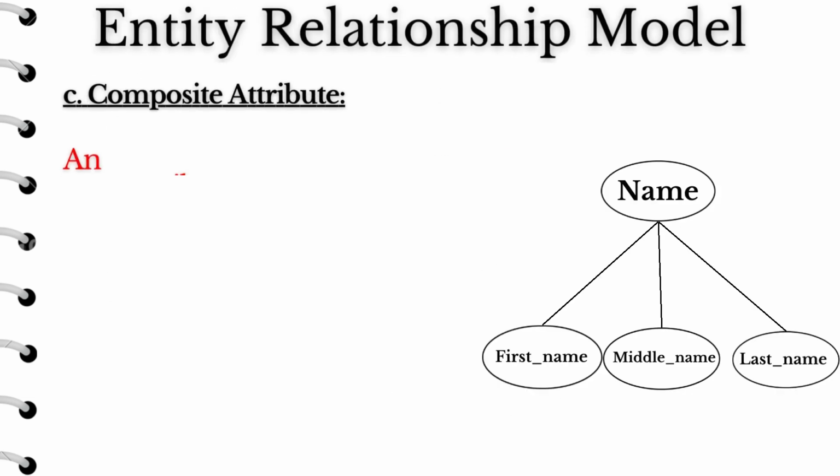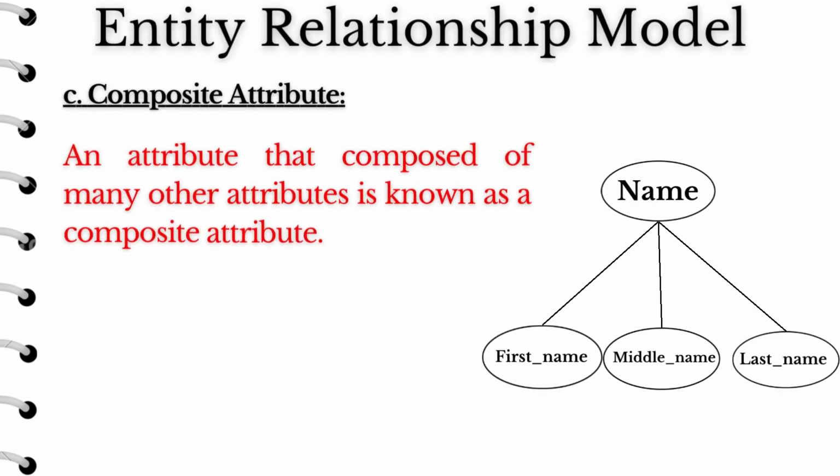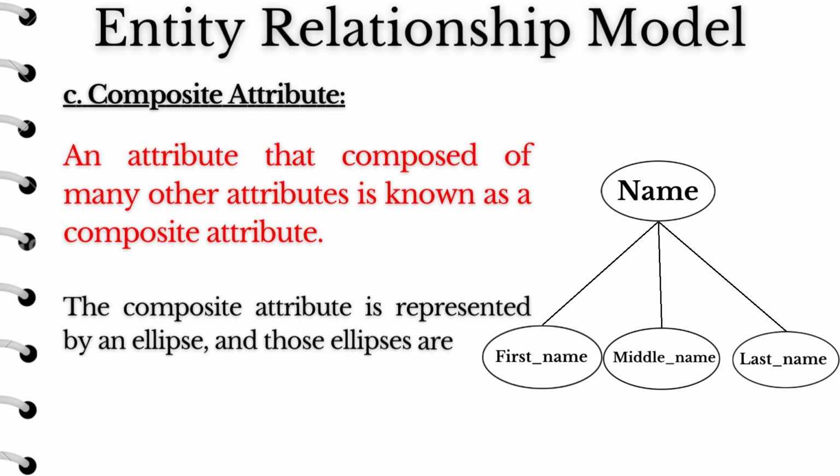An attribute that is composed of many other attributes is known as a composite attribute. It is represented by an ellipse, and those ellipses are connected with an ellipse. A person's name is a composite attribute because name can have other attributes like first name, middle name, and last name.